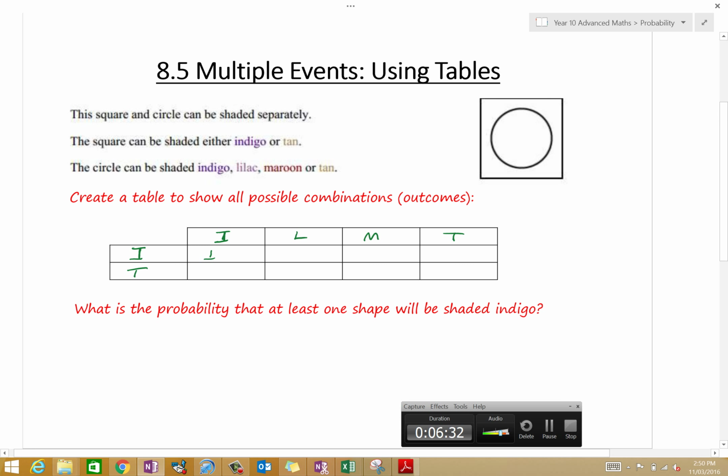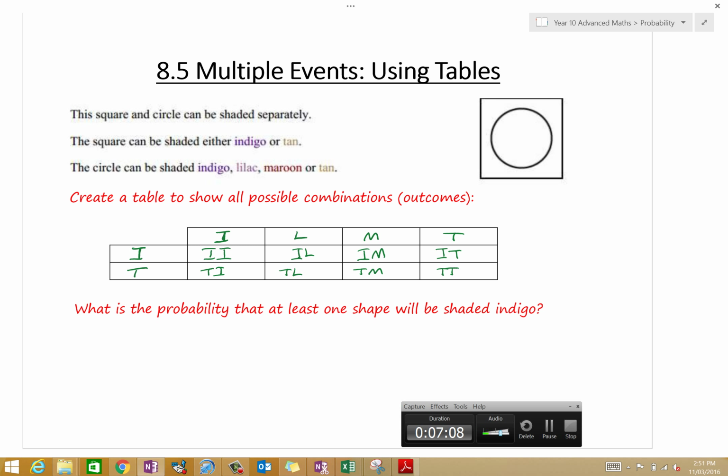All right, so let's have a look. Let's fill out this table. I know it's last period on a Friday, but let's do the square first. Whatever the thing is first is the square. So we've got TL, TM, and TT. Now notice this is with replacement. In other words, we can pick the same colour twice if we like.